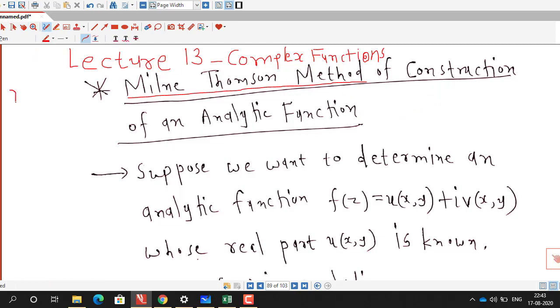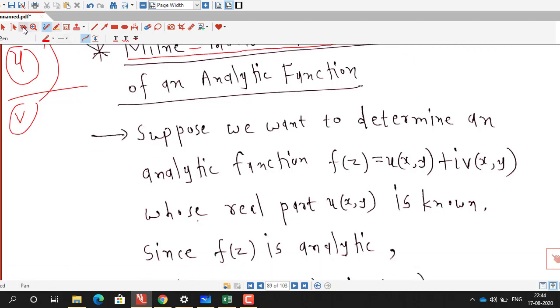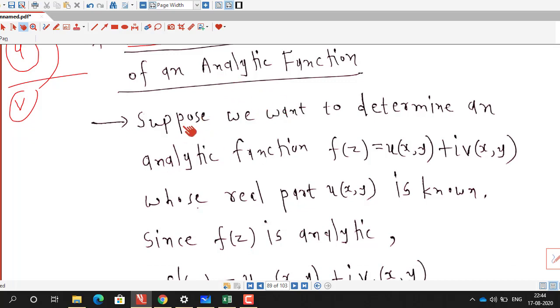So suppose it is given that u is the real part of some analytic function f(z). Then how do we construct this analytic function f(z) whose real part is known? Similarly, if the imaginary part of an analytic function is given, then how do we write down this analytic function? That method is given by Milne and Thomson. So let us understand the Milne-Thomson idea, and then we will do some examples based on this method.